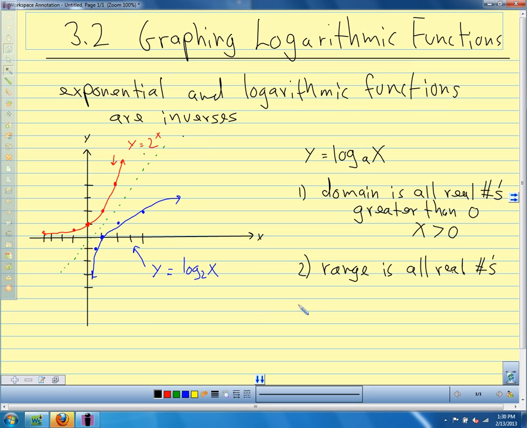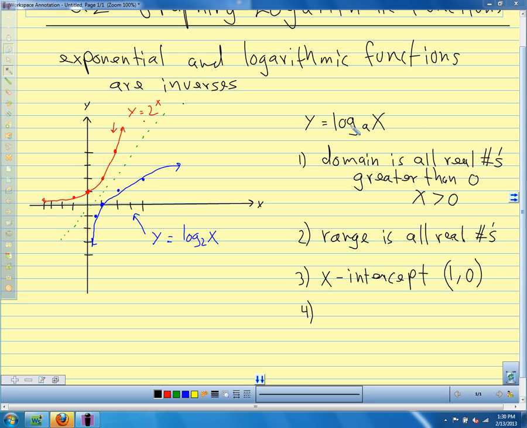The x-intercept is going to cross the x-axis at x equals 1. So our x-intercept is going to be at the point 1, 0. X equals 1, y equals 0. So we have a function that looks like this, with no shifts, no reflections, nothing. The y-axis is a vertical asymptote.